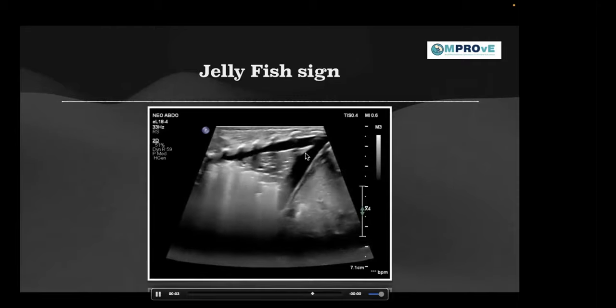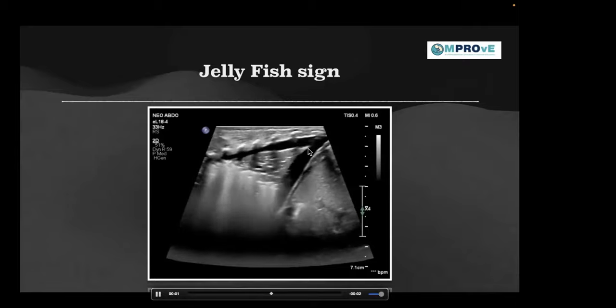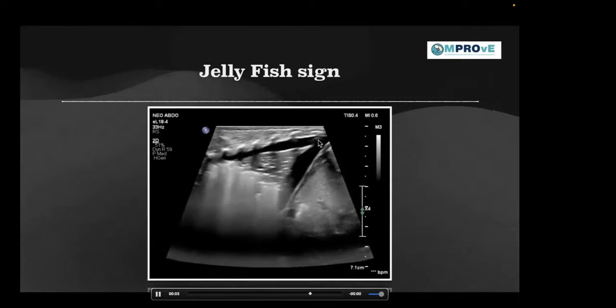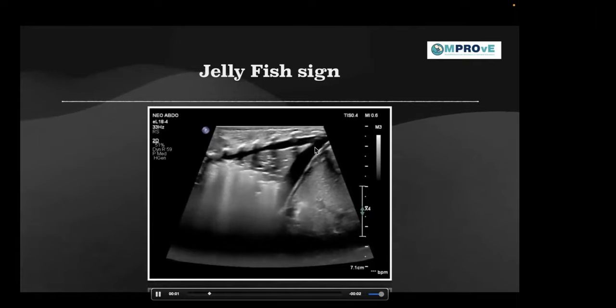And when you zoom in on this particular area and scan here, you will see this tip coming into the view and going away from the view. If you see that, that's called the curtain sign. Like a curtain, it comes and closes that gap when the baby breathes in. And with expiration, it goes away like the curtain and opens up this space. So, curtain sign.